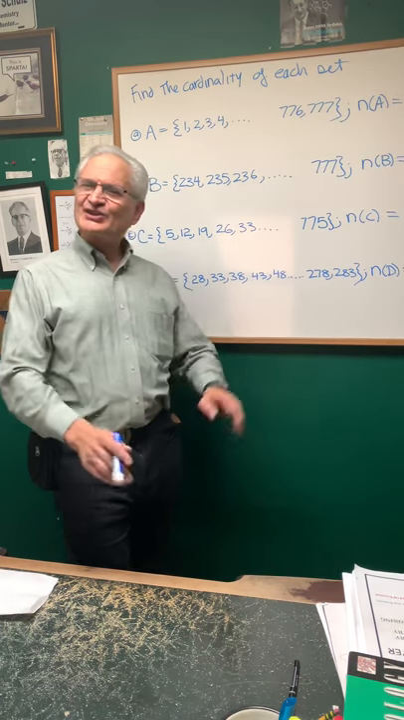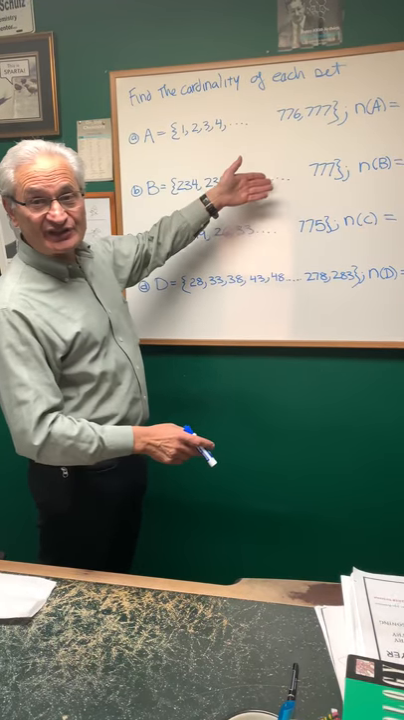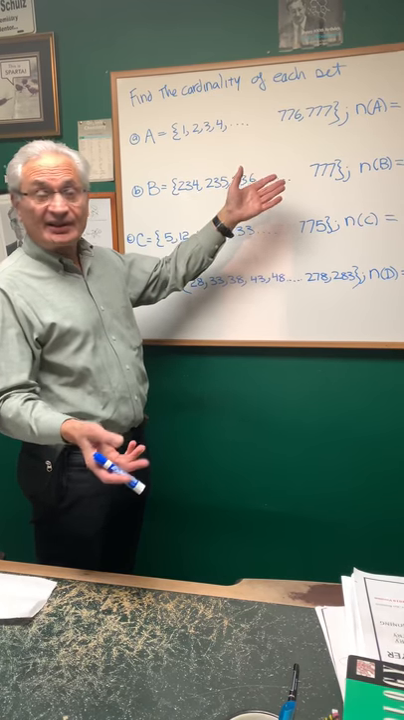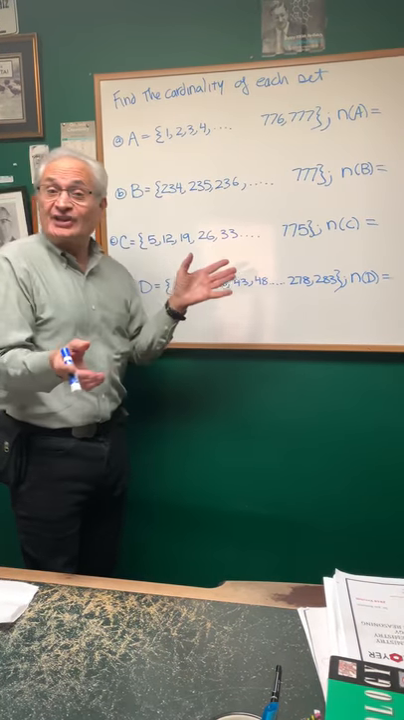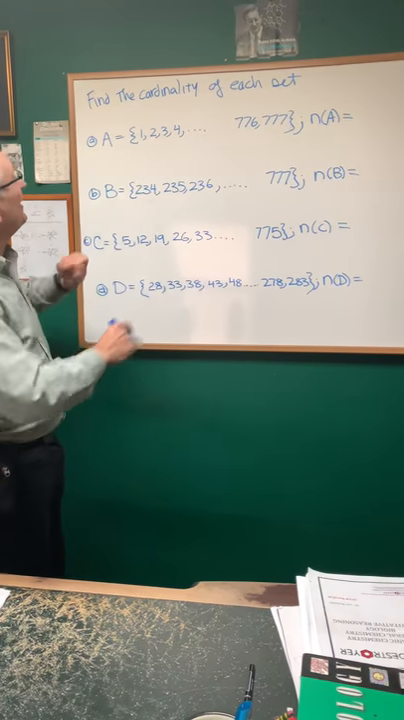Okay, sure. And this is a very simple task. All you have to do is find the cardinality of each of these sets. Cardinality means how many elements are there in each set. Okay, so let's look at it. It's a good quantitative reasoning question, so that's why I thought it might be appropriate for the event here.